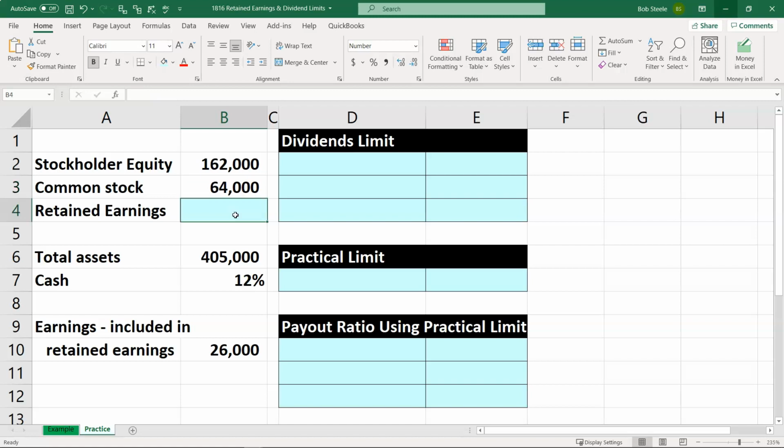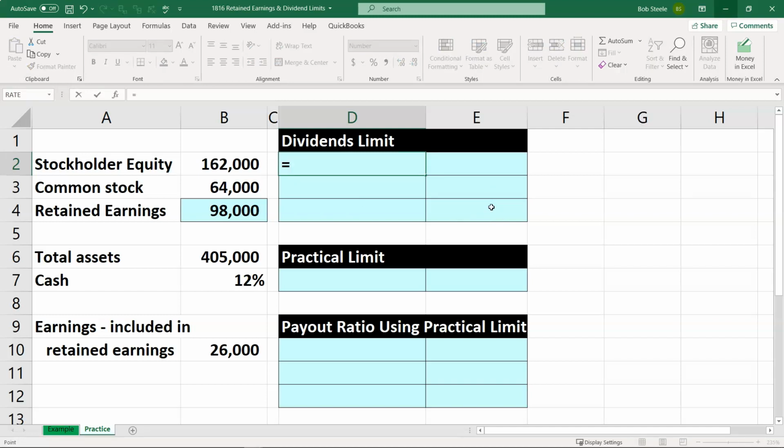So let's calculate the retained earnings. We're going to say it is the total stockholders' equity minus the common stock. This is what we imagine are the components of the equity section. And then we can think about the dividend limit, which of course is kind of the same calculation, right?